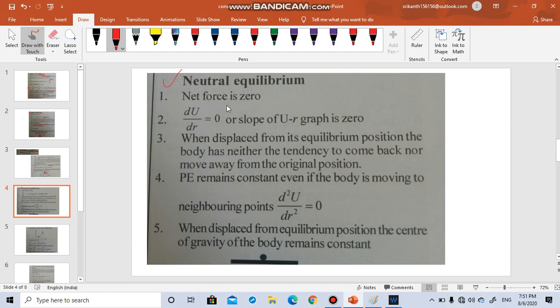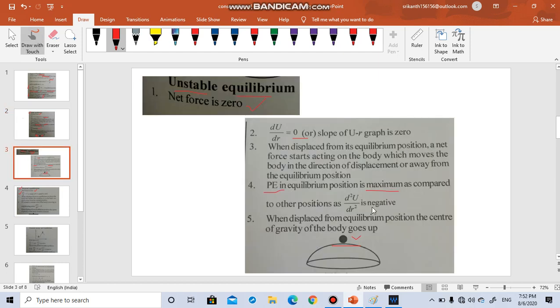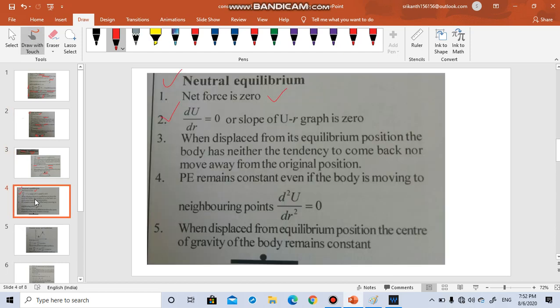Now we'll come to the neutral equilibrium, which is the third type. Here also net force is equal to 0. Here also du by dr is equal to 0. There we have discussed that in the case of stable equilibrium, d square u by dr square is positive, whereas in the case of unstable equilibrium, it is negative, whereas in the case of neutral, it is 0.